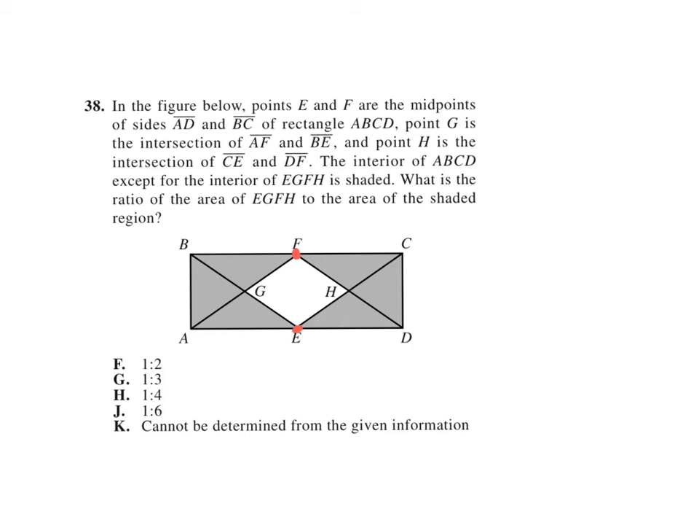In the figure below, points E and F are midpoints of AD and BC of rectangle ABCD, and G is the intersection of AF and BE, and point H is the intersection of EC and DF. The interior of the rectangle, except for the interior of H, is shaded. What is the ratio of the area of the light color to the area of the shaded region? So let's just think about what we know.